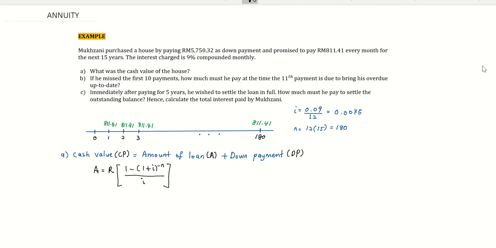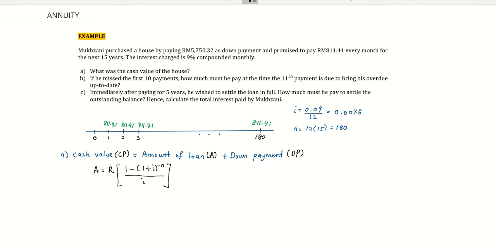Hi, in this video I will explain the example of annuity. So let's take a look at this example. Mukhzani purchased a house by paying RM5,750.32 as a down payment and promised to pay 811.41 every month for the next 15 years.